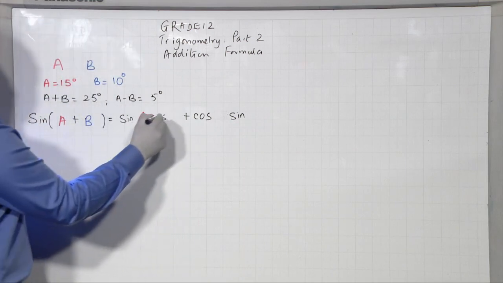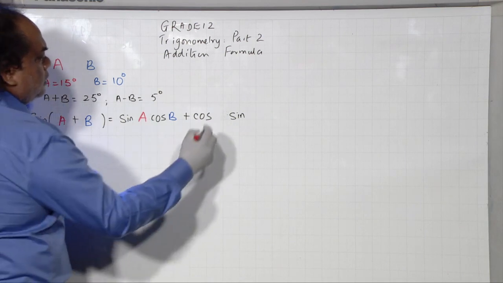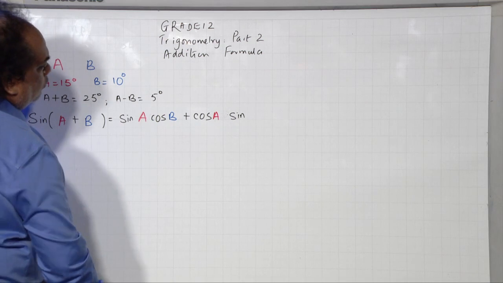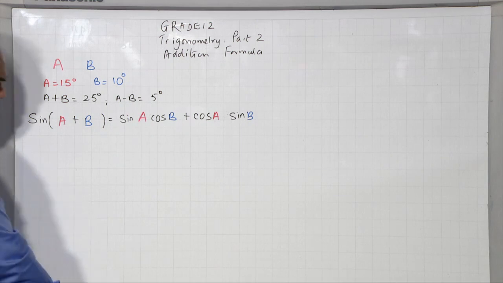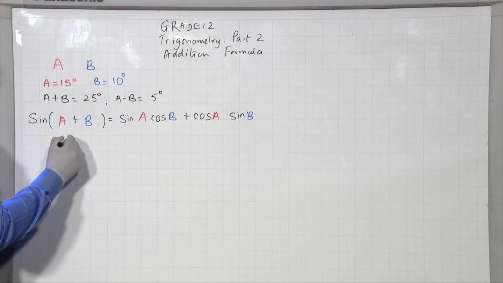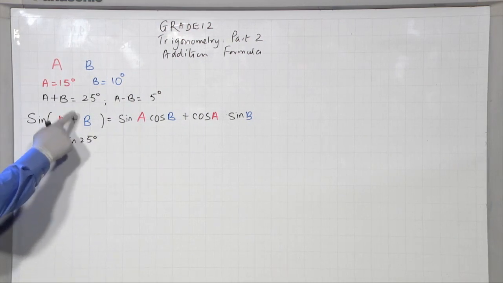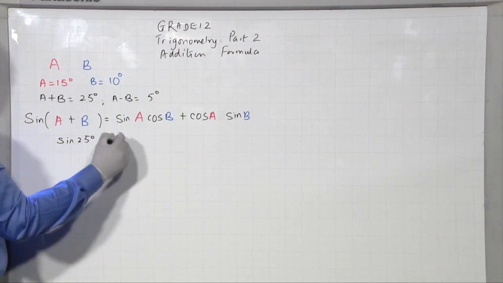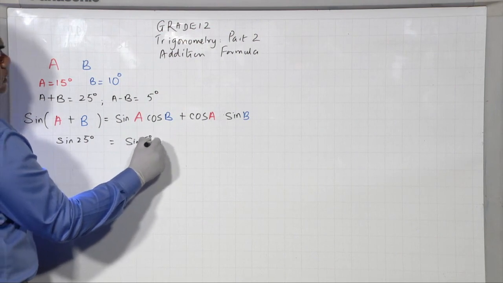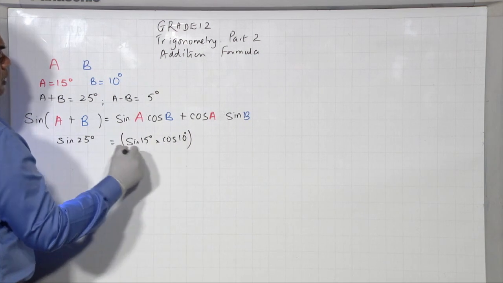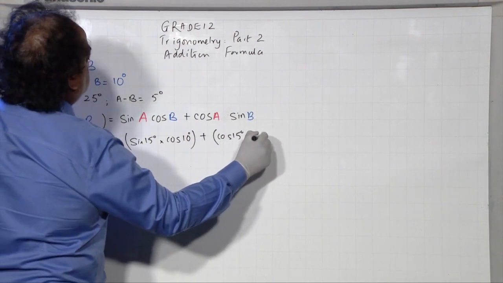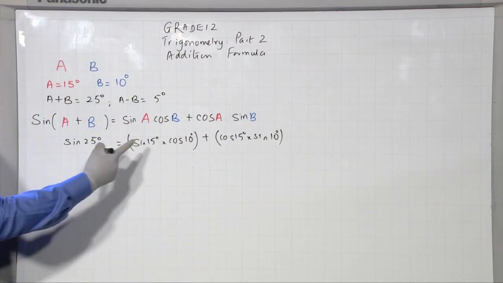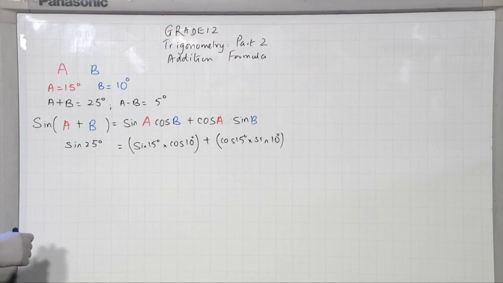It is sine A cos B plus cos A times sine of B. So, sine of A plus B is sine A cos B plus cos A sine B. This means if I have sine of 25 degrees, you can try it at home, A plus B being 25, it is the same as sine of 15 degrees times cos of 10 degrees and then cos of 15 degrees times sine of 10 degrees.